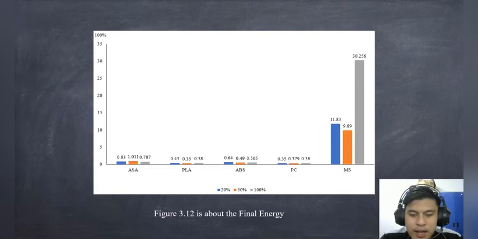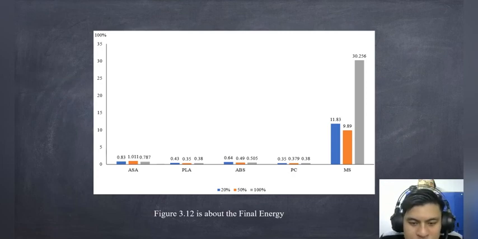For the ABS, 0.64 for 20%, 0.5 for 100% is the second highest, and the weakest is 0.49 for the ABS 50%. For the polycarbonate, the highest is 0.38, which is the 100% polycarbonate. Second is 0.379 for the 50%, and 0.35, which is the 20%. For the mild steel, the highest score is 30.256, and the lowest, as we see, is 0.35.